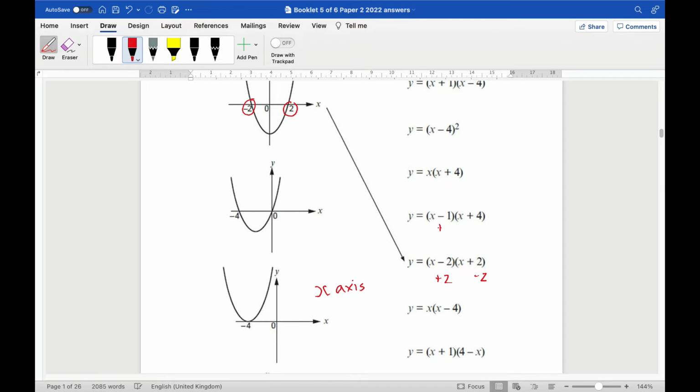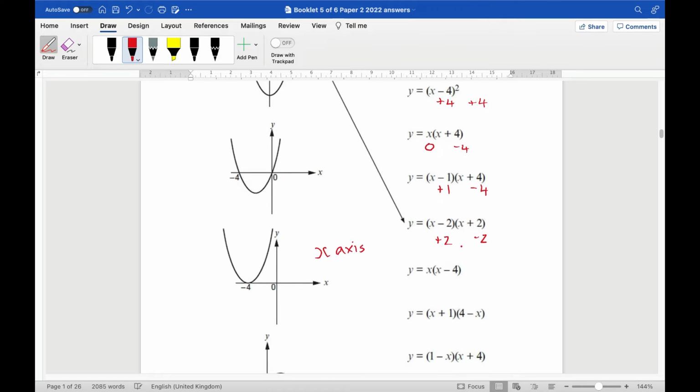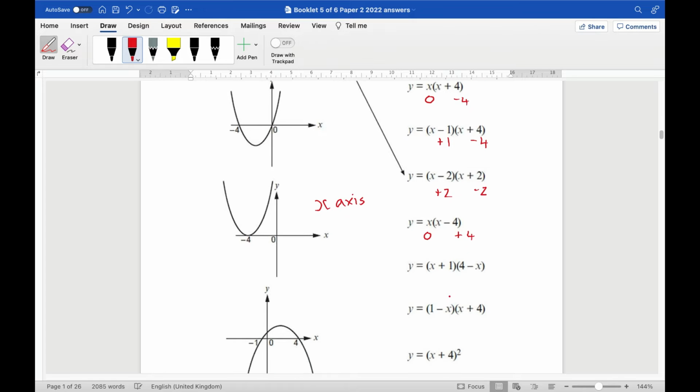So here, I'd be looking for plus 1 and minus 4. Here, I'd be looking for 0 and minus 4. Here, I'd be looking for plus 4 and another plus 4. Here, I'd be looking for minus 1 and plus 4. Here, I'd be looking for 0 and plus 4. Here, I'd be looking for minus 1, and this is weird, isn't it?